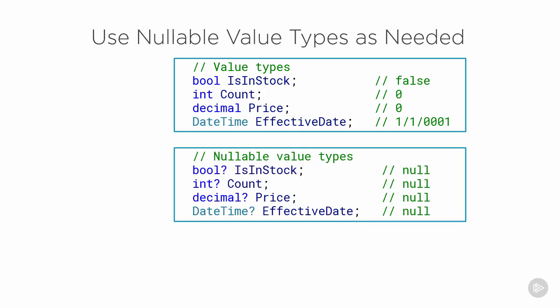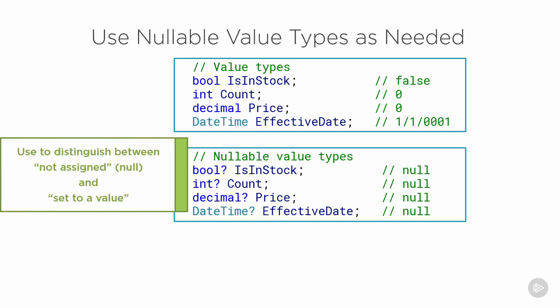Define a nullable value type variable by adding a question mark after the type declaration. The variable then defaults to null and can be assigned an appropriate value or null. Use nullable value types whenever you need to know the difference between not assigned and set to a value.